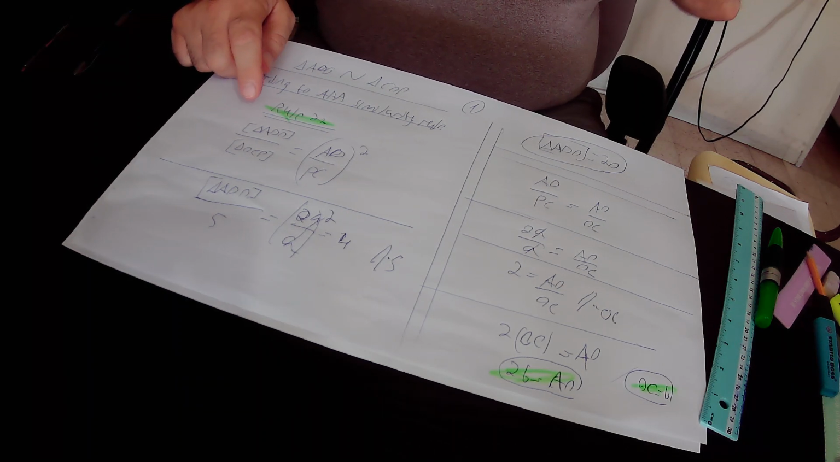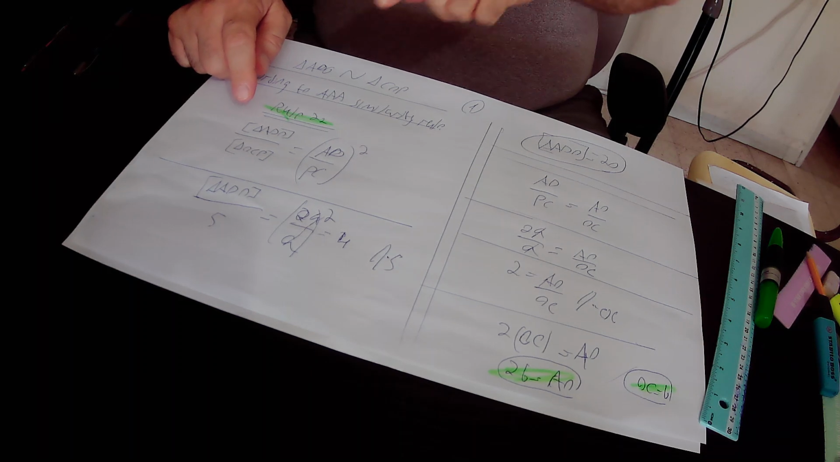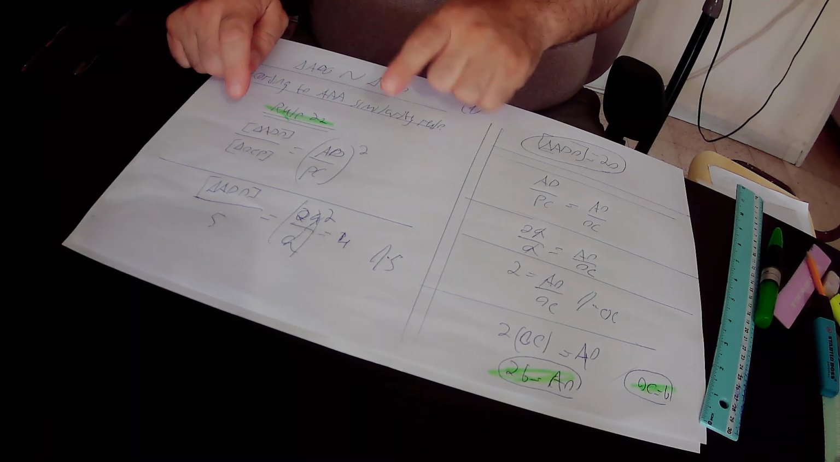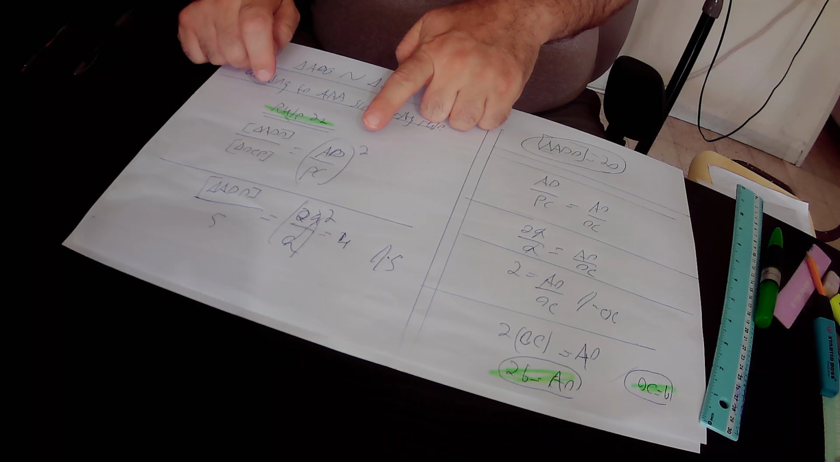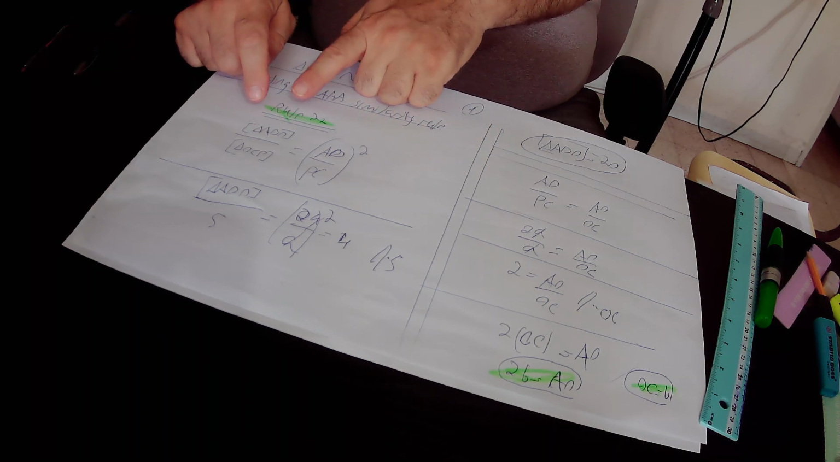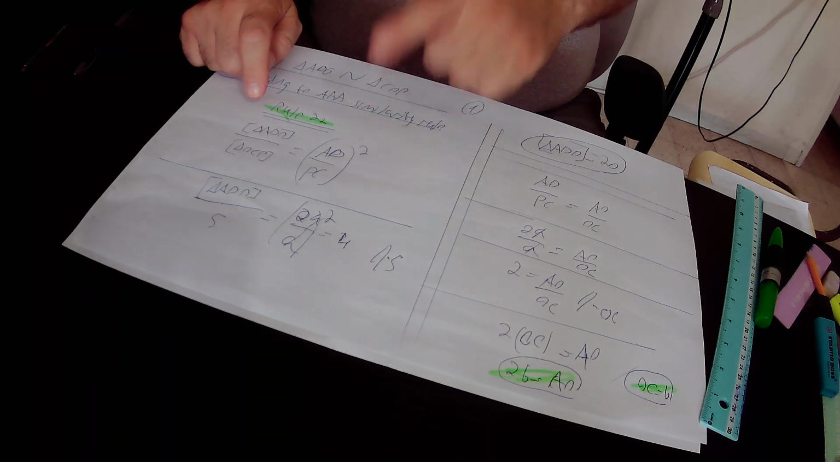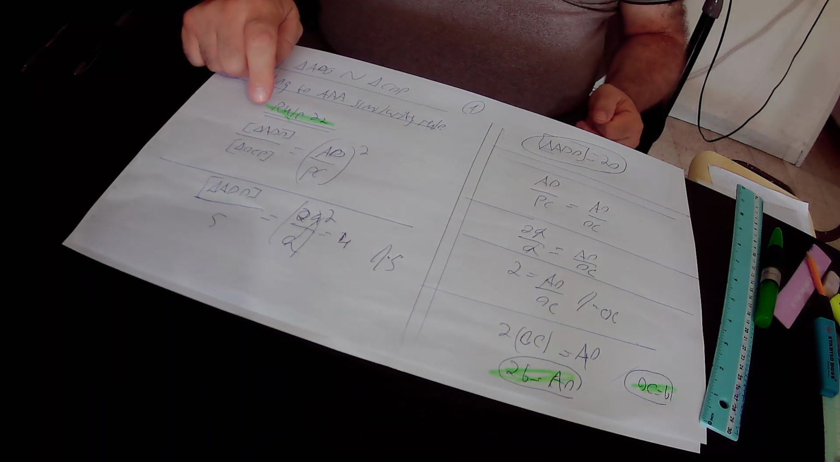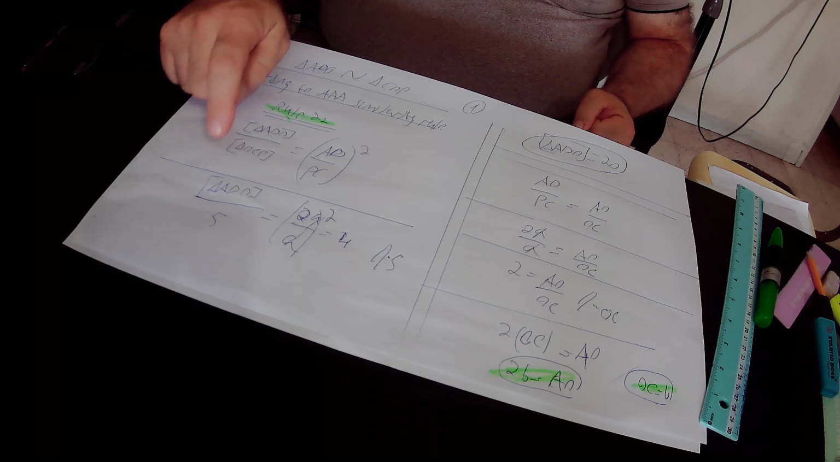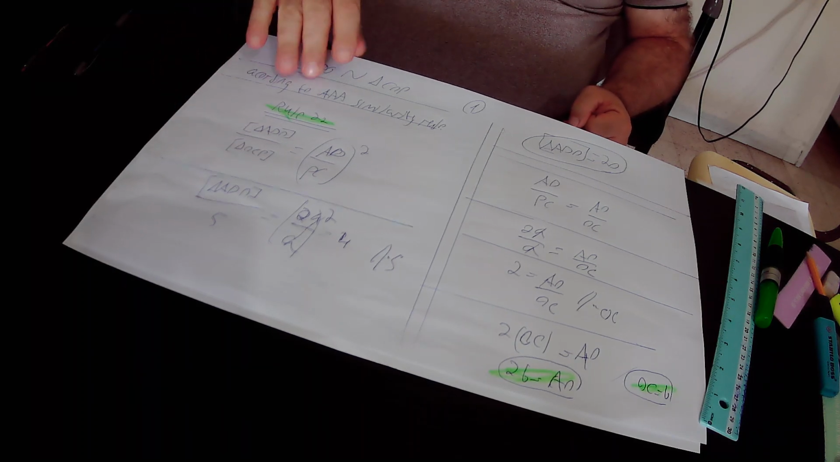The ratio between the areas of the two similar triangles is equal to the square of the ratio between their corresponding sides. The ratio of the area of triangle ADO over the area of triangle OCP is equal to AD over PC squared. The area of triangle ADO is unknown, so we leave it as it is.